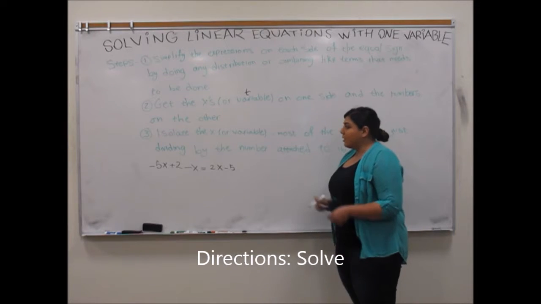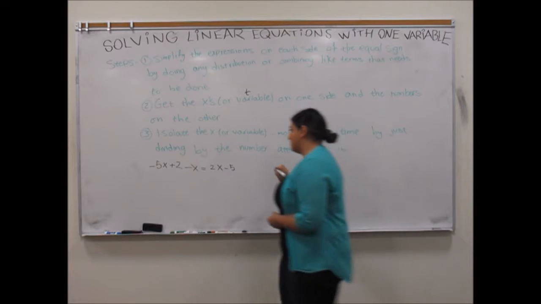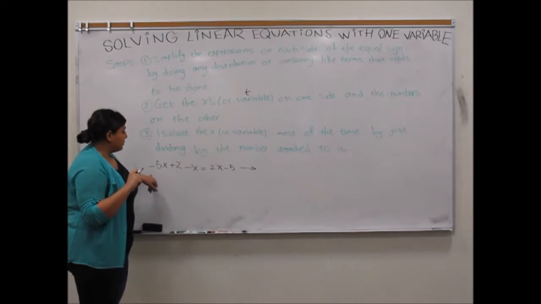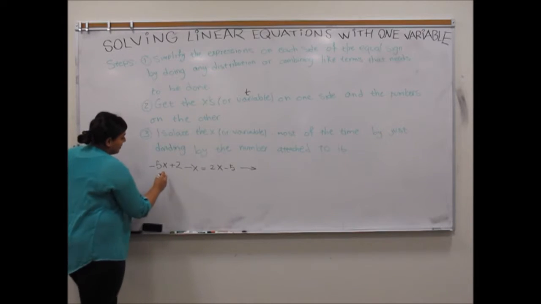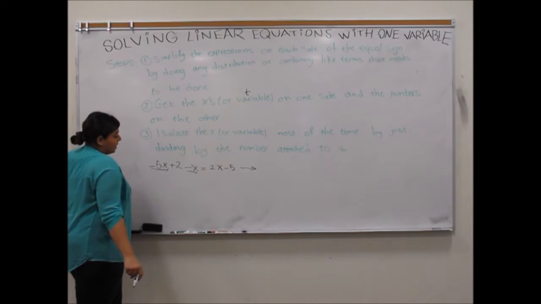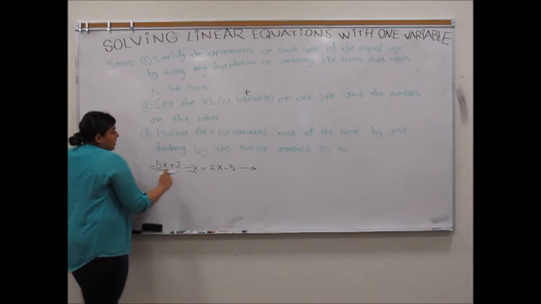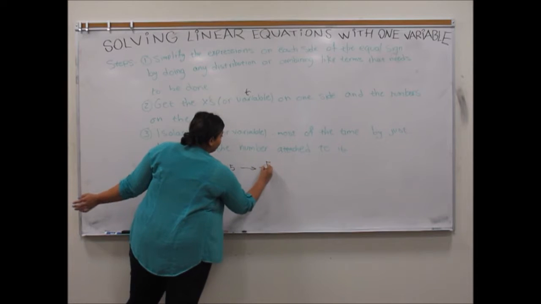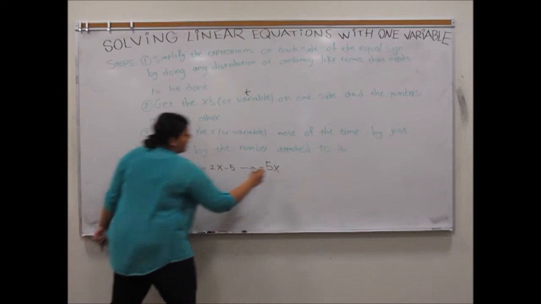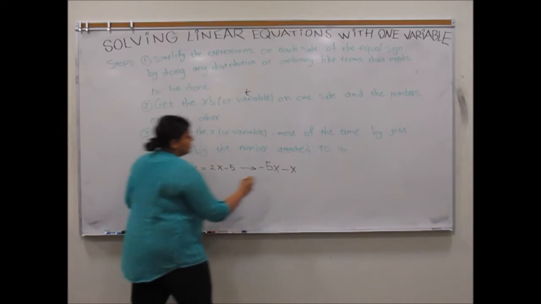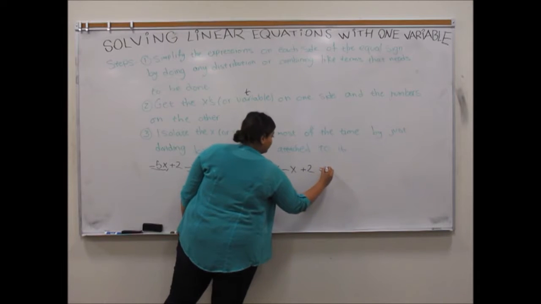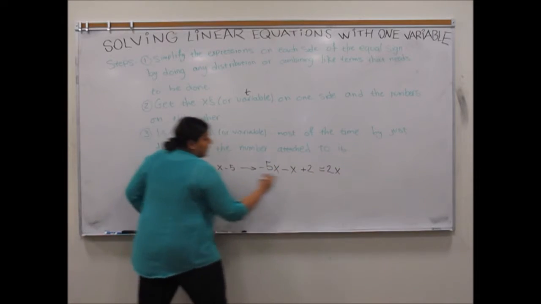So I'm going to assume that you already went over it, so let's do it together. So for this one, I would rather first simplify. So remember, notice how you have negative 5x here and negative x there. So I'm going to combine them. To do that, I'm going to write them next to each other. So negative 5x, negative x, and then plus 2 equals 2x minus 5.